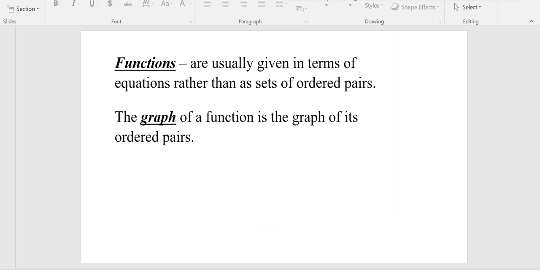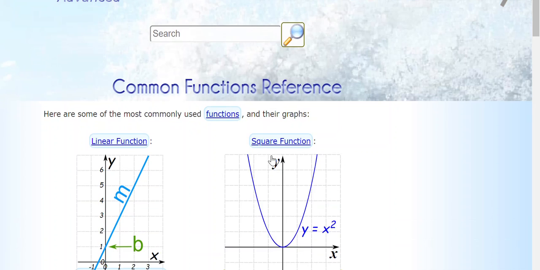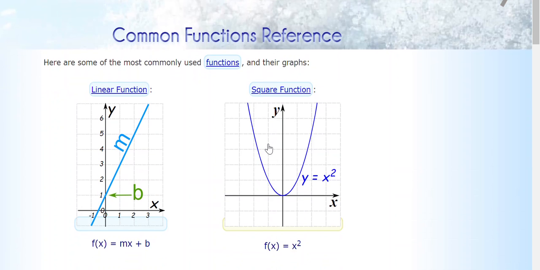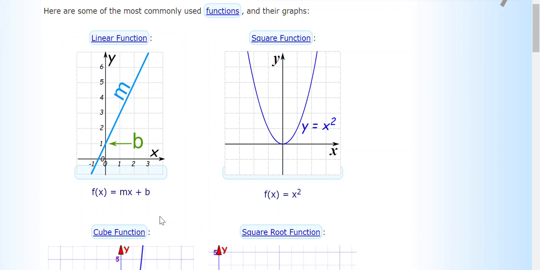Okay, so let's take a look at this website right here. Okay, so common functions are number one, linear function. We know that when we have y is equal to mx plus b, or anything where the highest exponent of the variable x is 1, it's gonna be a line. And then here we have f of x is equal to x squared, so anything with the second power is gonna be a parabola, either opening up or opening down.